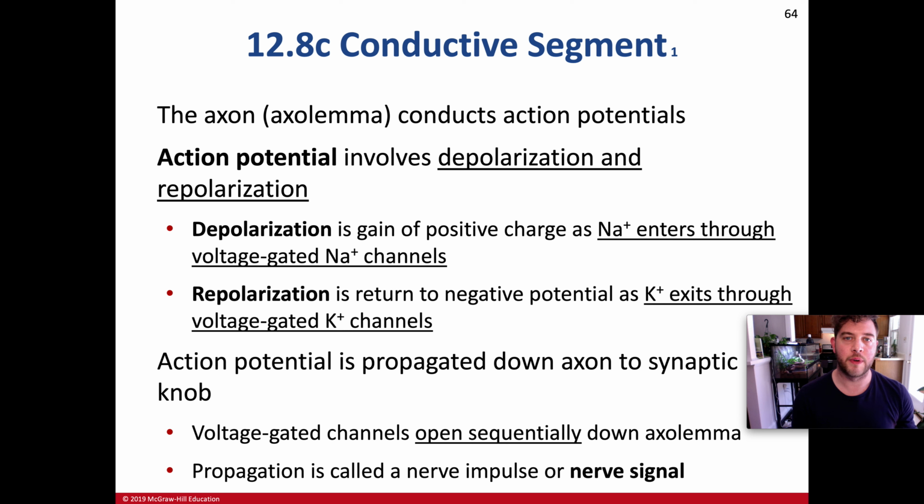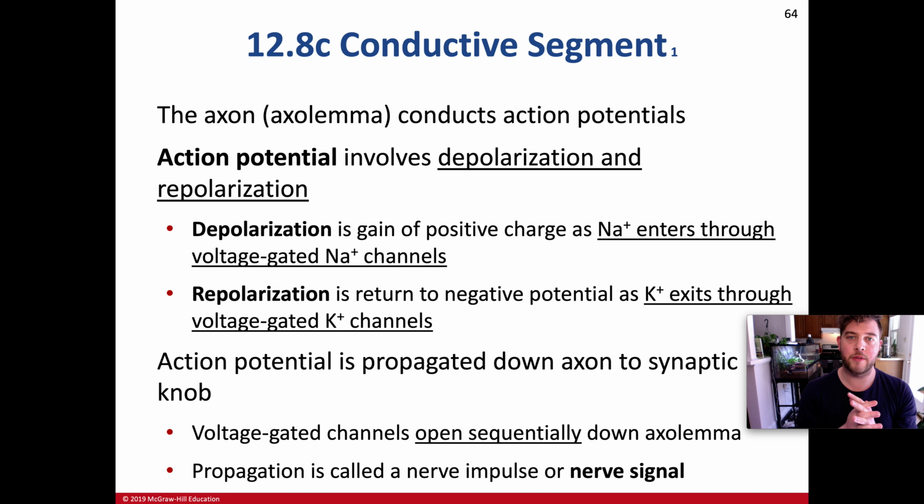We finished up with the initial segment, and now we're going to start into the conductive segment of the axon. So the axon is what conducts the action potential, and it does that through its axolemma. An action potential involves two processes. It involves both depolarization and repolarization.